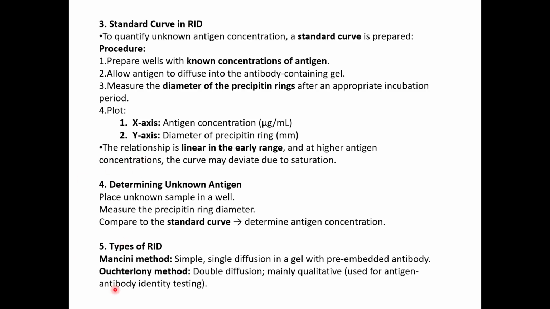There are two types of radial immunodiffusion. One is the Mancini method and one is the Ouchterlony method. In the Mancini method, it is a simple, single diffusion in a gel with pre-embedded antibody. And in the Ouchterlony method, it is double diffusion and it is mainly qualitative, used for antigen antibody identity tests. If you want to identify a particular antibody, you mainly use Ouchterlony. Mancini can be used for quantitative measurement of the concentration of antigen.